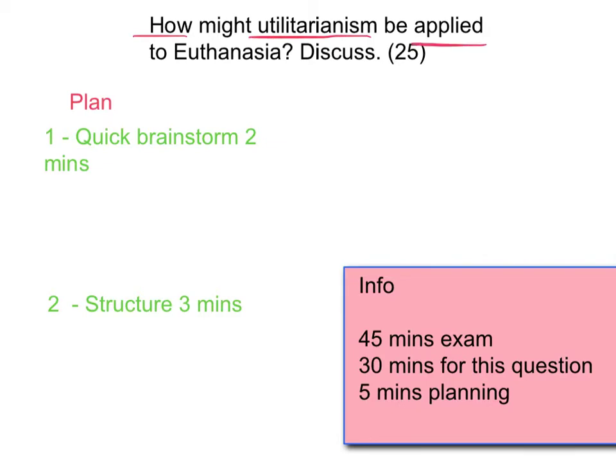utilitarianism is applied to euthanasia. So, we know that we need to know something about utilitarianism. We will need to know something about euthanasia. But, most importantly, we need to know how the two are related. In this case, how utilitarianism applies to euthanasia.